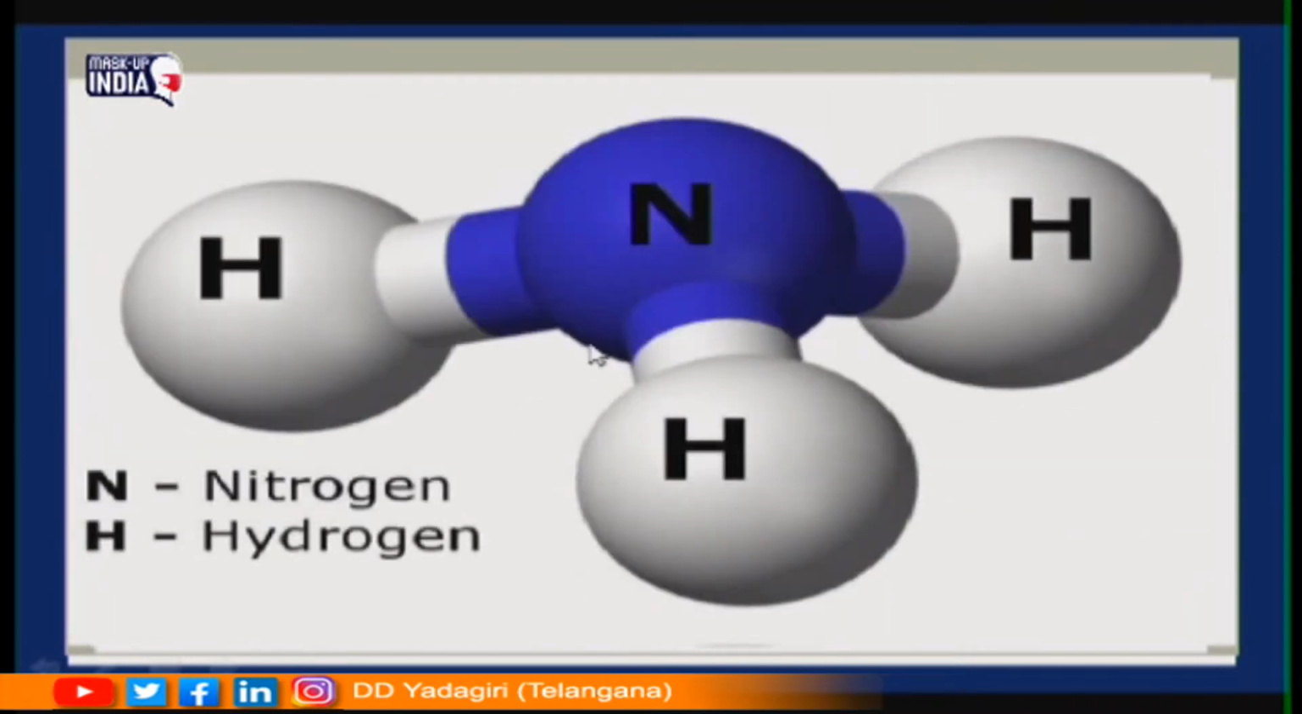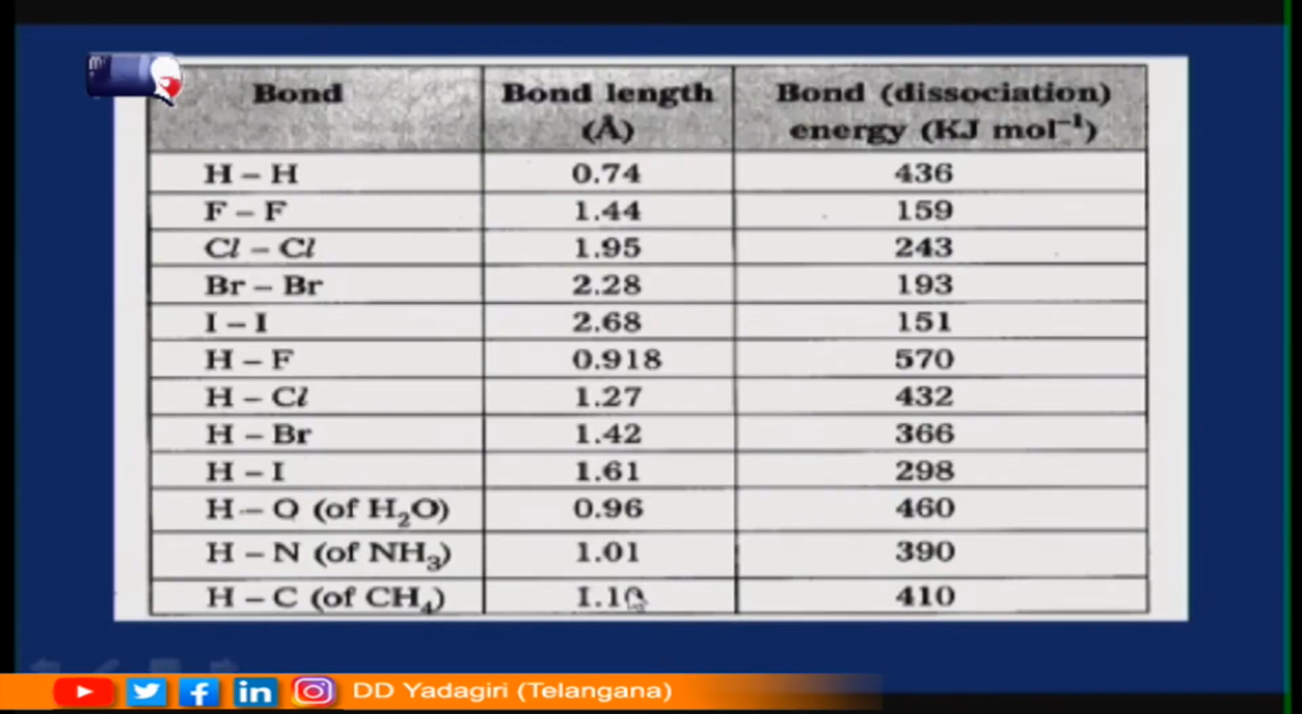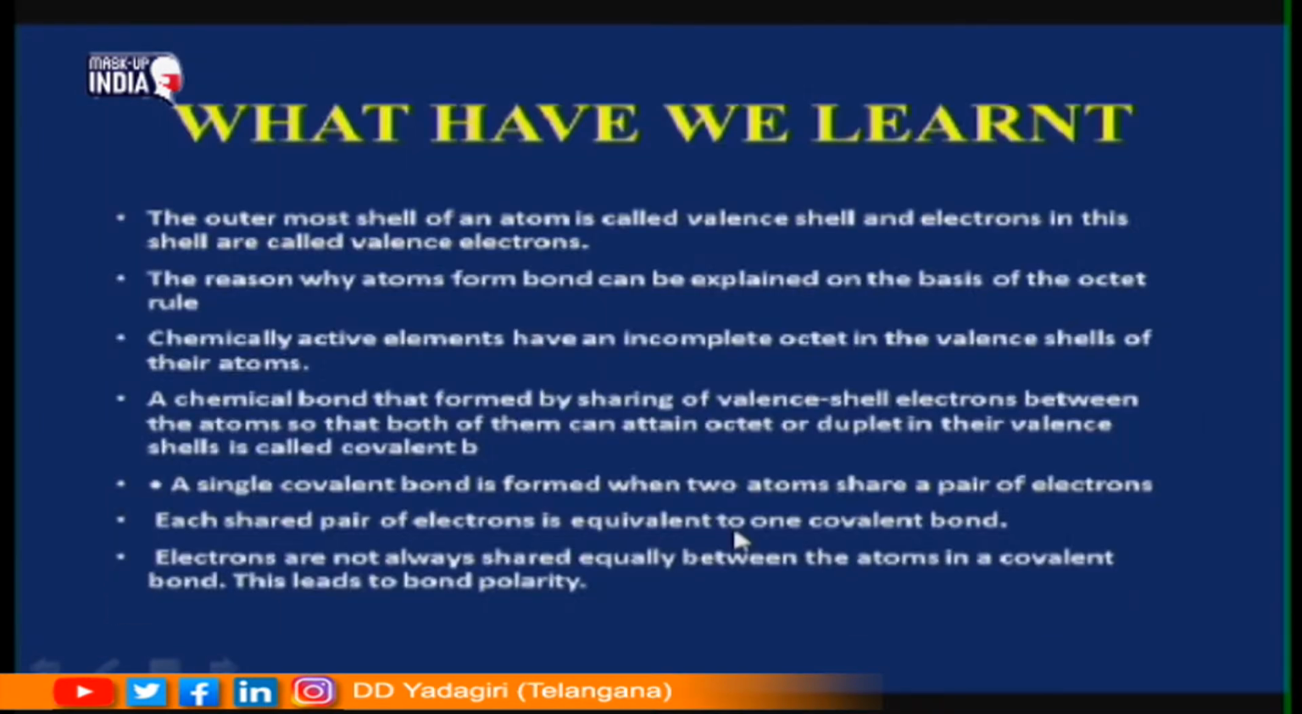Even in the ammonia molecule, here the bond angle is 107 degrees. So, why is it like that? It was not explained. In the water molecule, the bond angle was 104 degrees 28 minutes, and why the bond angle decreased was not explained. So, these are all the drawbacks of the theory.